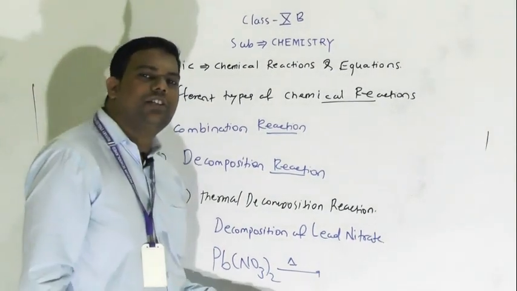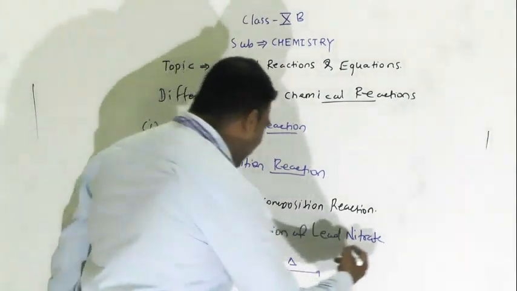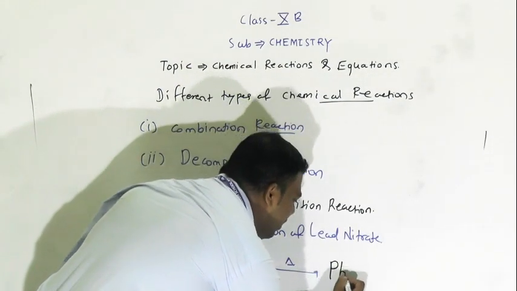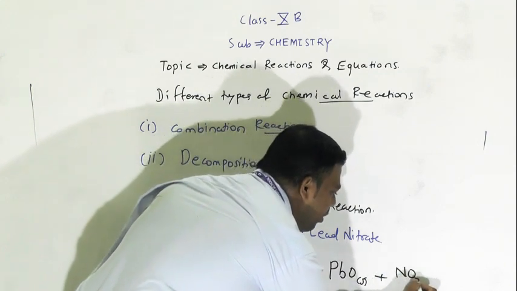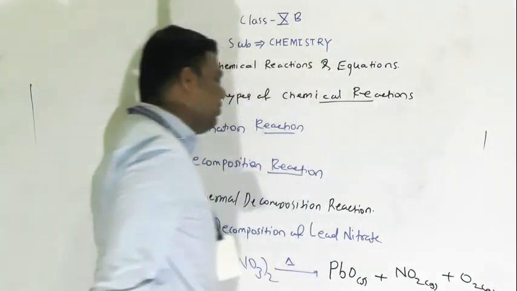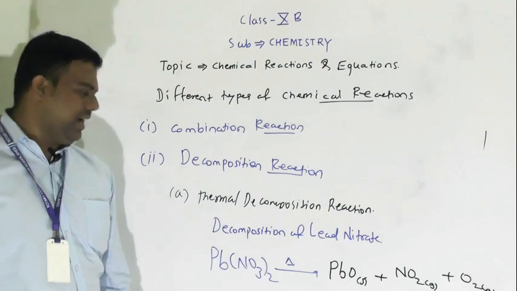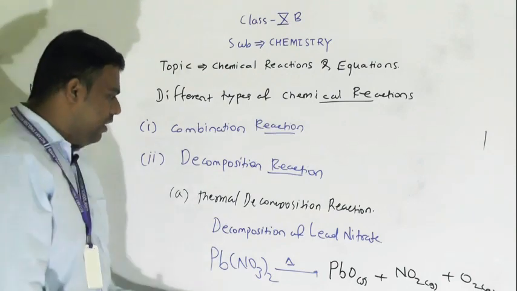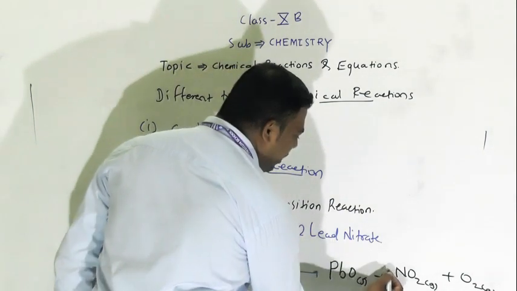So this reaction also we will perform in our chemistry lab. So see here, your lead nitrate. What will you get? Lead oxide solid plus NO2 gaseous plus O2 gaseous. Okay, now it's time to balance this reaction. So see here, for nitrogen, you take here 2.